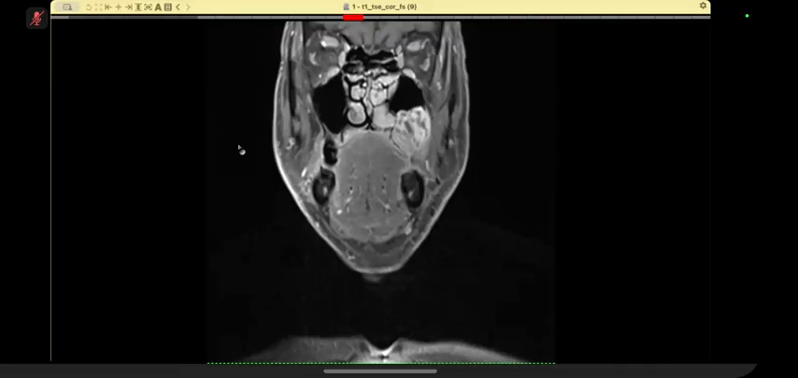So which kind of neoplasia? So, squamous cell carcinoma. Okay, thank you.